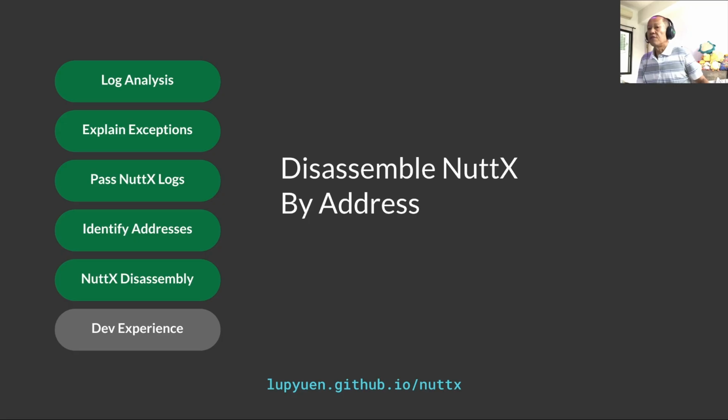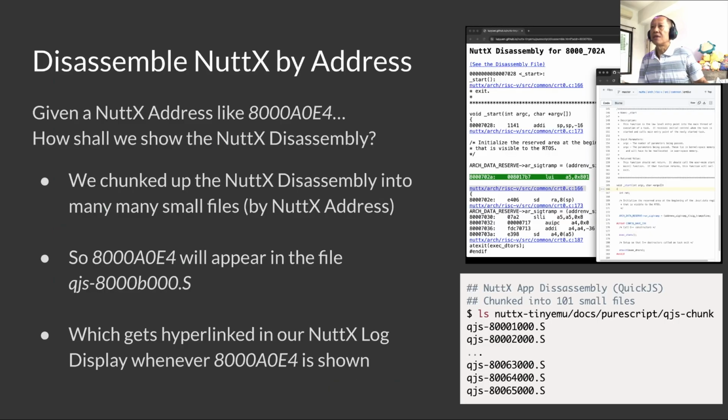The next part of our NuttX log parser will be helpful for folks who work with NuttX disassembly. Given a NuttX address like this, how do we show the NuttX disassembly? Our solution is to chunk up the NuttX disassembly into many small files grouped by NuttX address. So this NuttX address will appear in this NuttX disassembly file, which gets hyperlinked into our NuttX log display whenever this address is displayed.